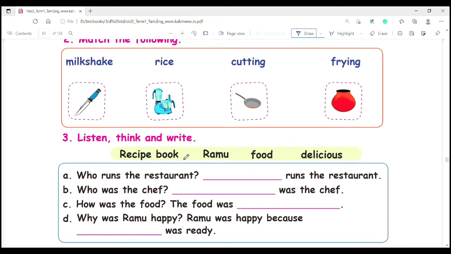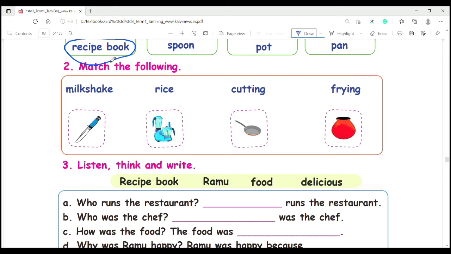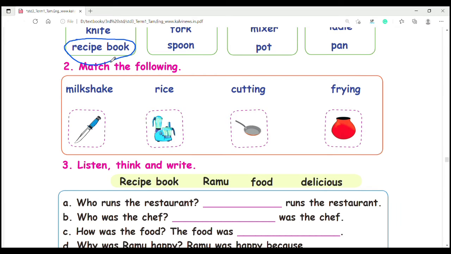Now match the following. You have to match it. I will do only one. The rest of the things you have to do. Okay?